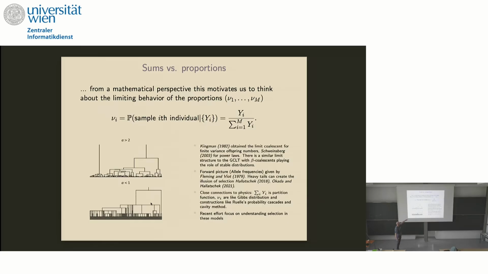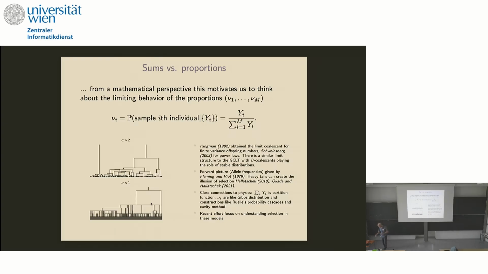And then there's work on forward pictures. Oskar Hallatschek has done quite a bit of work on this. One of the things he's shown that's really quite interesting is that when you have these heavy tail offspring, the dynamics of the allele frequencies can be confused for selection. It looks like there's selection when it's really just these heavy tails, and it has to do with the more dominant strain more deeply sampling that tail.